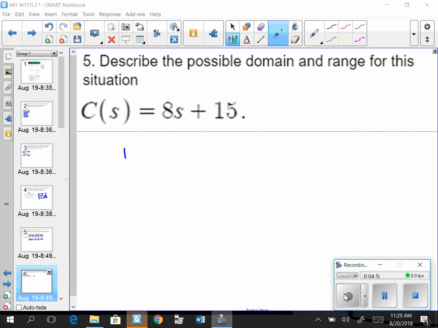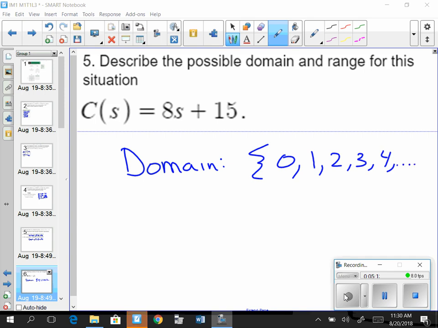So when we're talking about possible domain here, we should technically say something like any whole number or any integer bigger than or equal to 0. So you could say something like that. That would kind of get the idea across. You have to have whole numbers, including 0. You can't have negatives, can't have decimals. You don't buy half of a shirt.